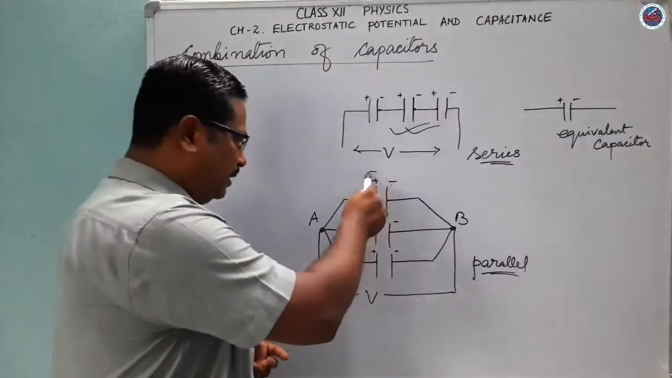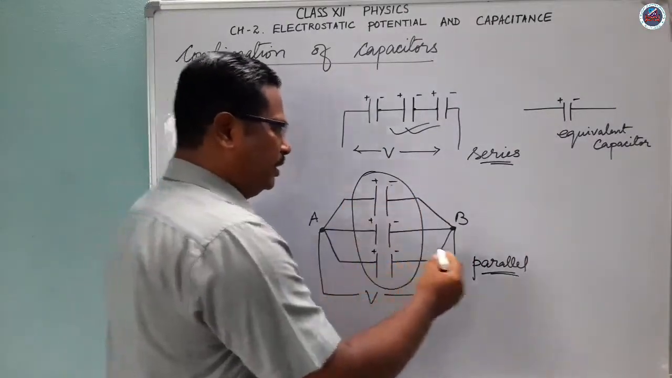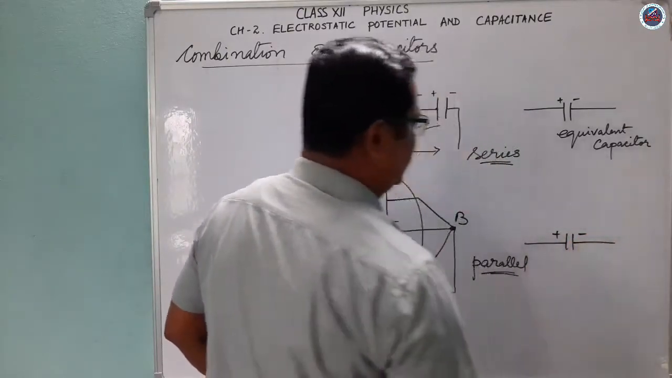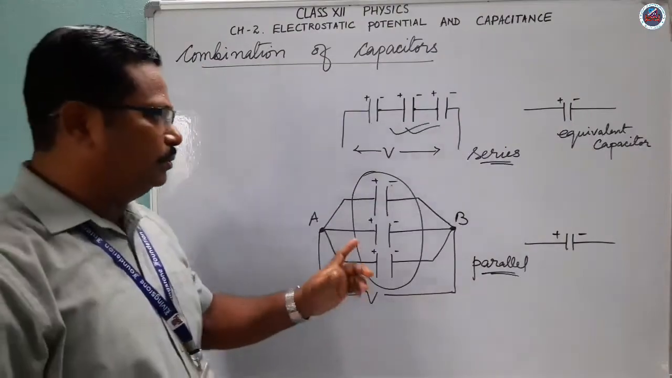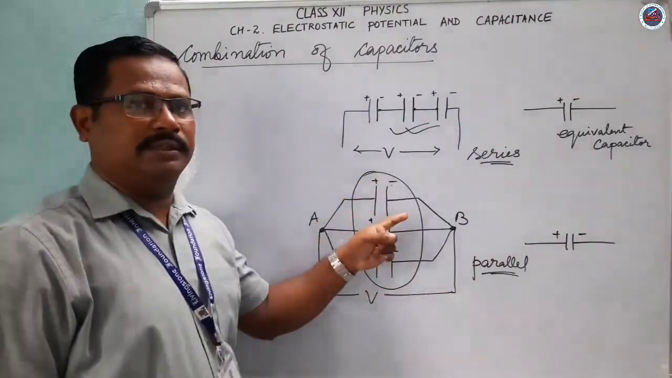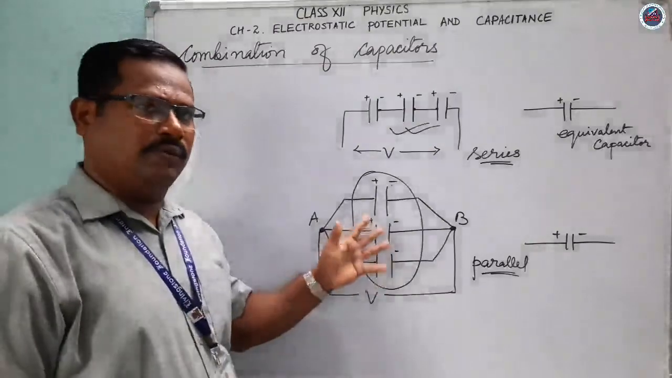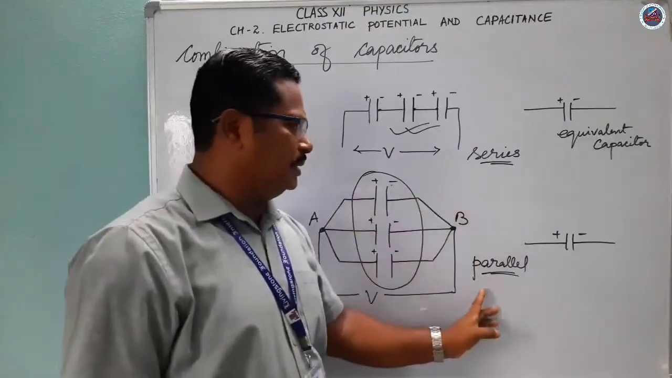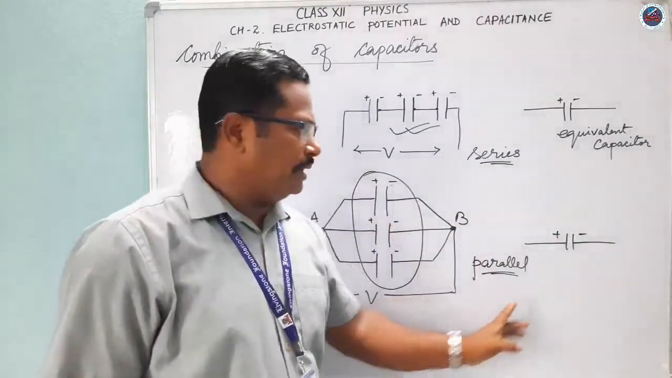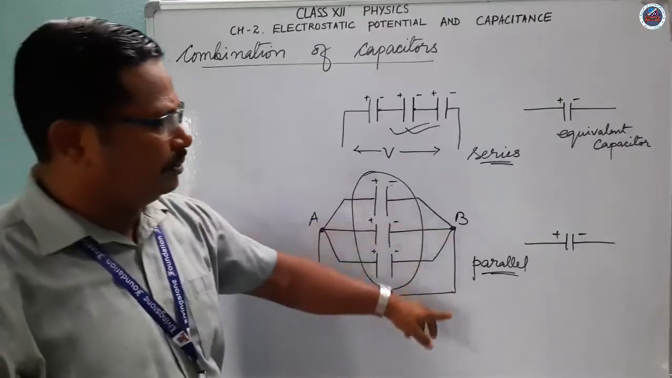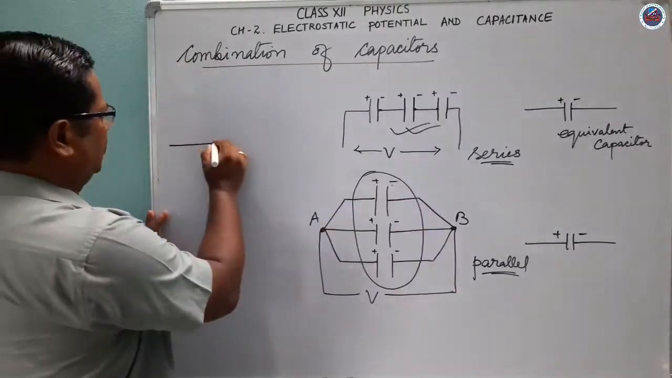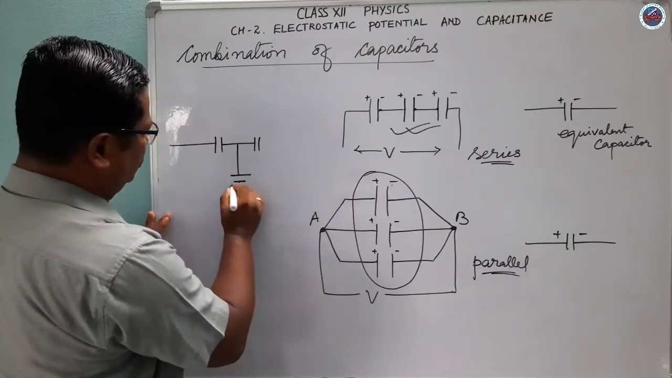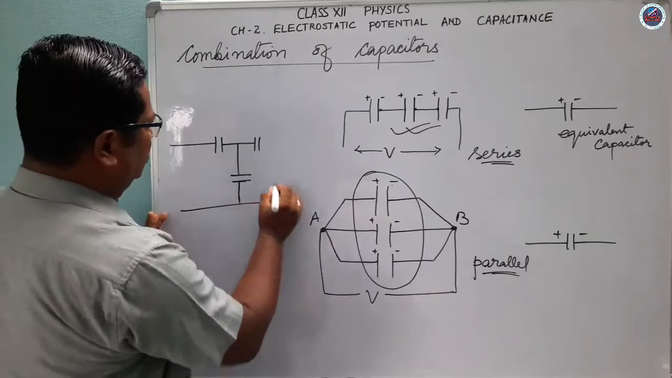Here also, in parallel, instead of connecting all these three, if we can replace them with a single one, then that single capacitor will be called an equivalent capacitor. Equivalent to whom? Equivalent to all the three here. It may be more than three: 4, 5, 6, 7. There are two types of combination, one is series and one is parallel. But sometimes you may get some in parallel with each other and some in series. Like this also you may get it in a circuit.